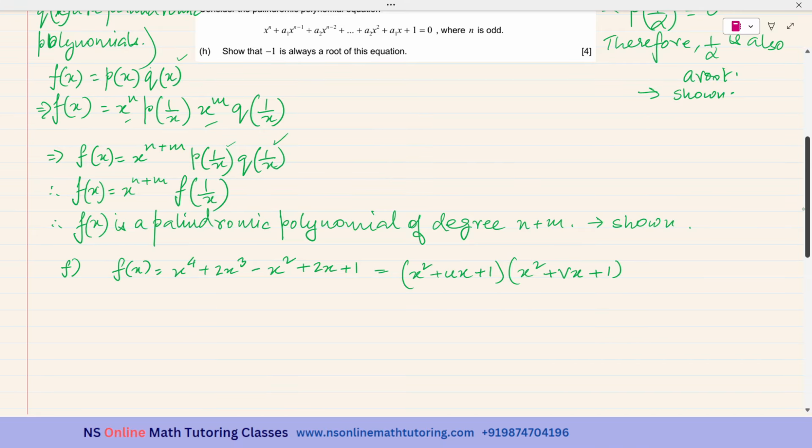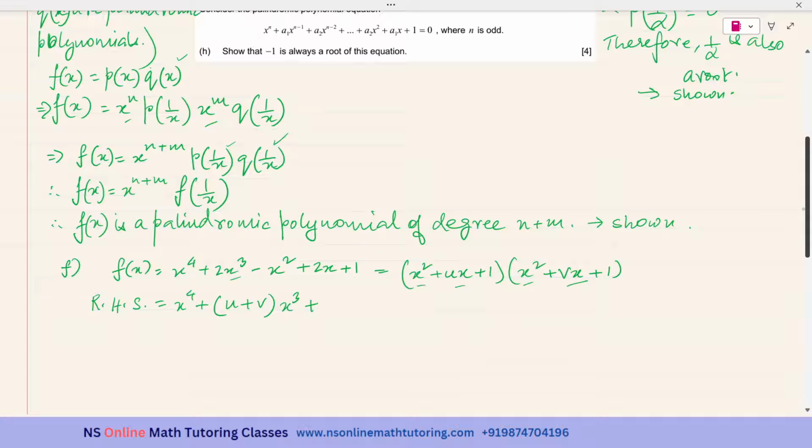If you expand this, the right hand side is equal to x to the power of 4, and then a term containing x cubed. How can I get x cubed? When x squared is multiplied with vx, I get one term containing x cubed, and when ux is multiplied with x squared, I get another term containing x cubed. So it is v times x cubed and u times x cubed, so u plus v times x cubed.